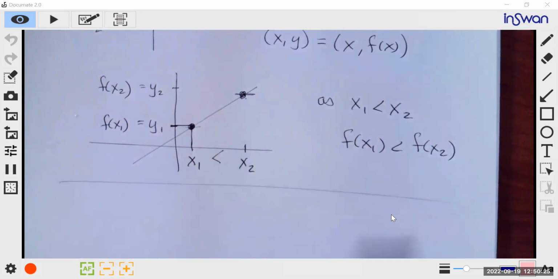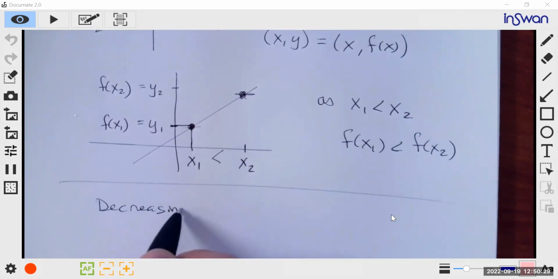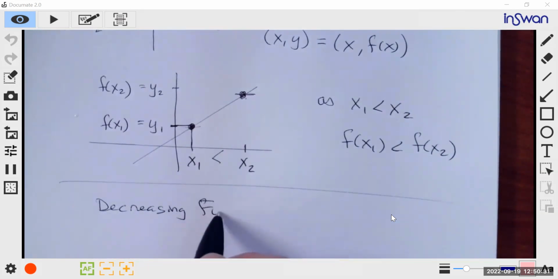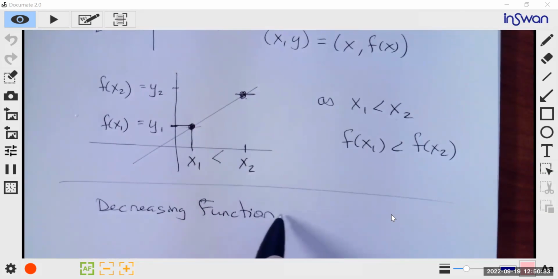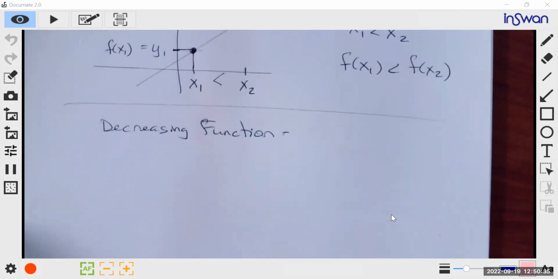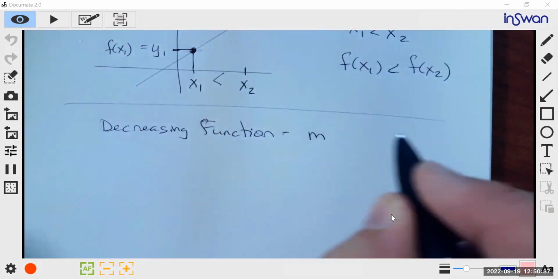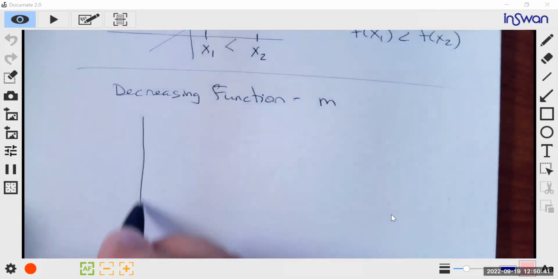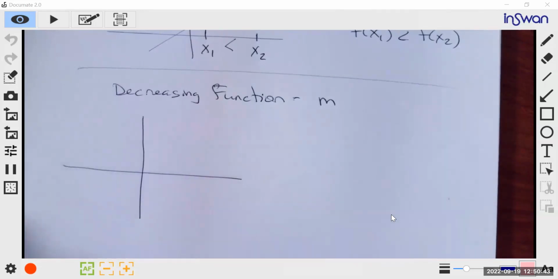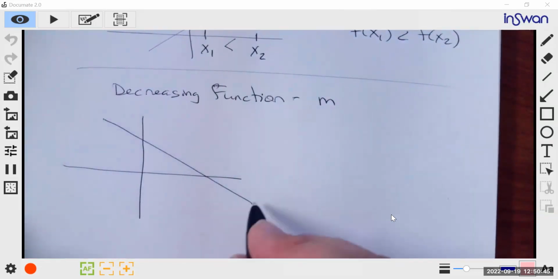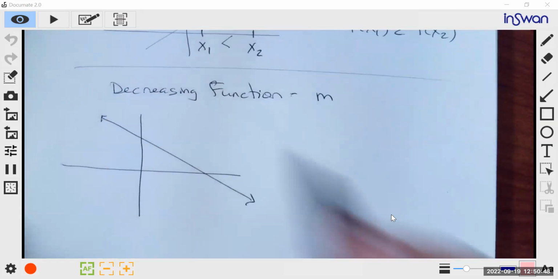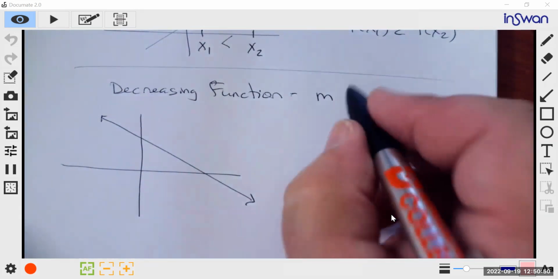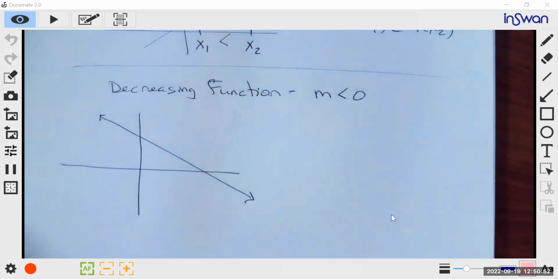How would you define a decreasing function? Okay, so what's the slope going to look like? What's the slope? Yeah, it's like that. But what's the slope? Is it positive, negative, or zero? So it's less than zero.